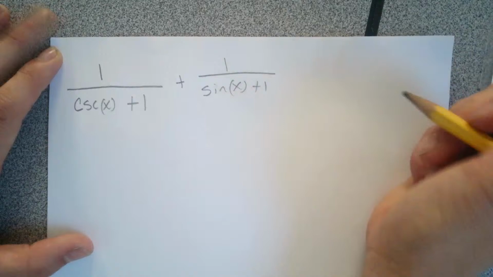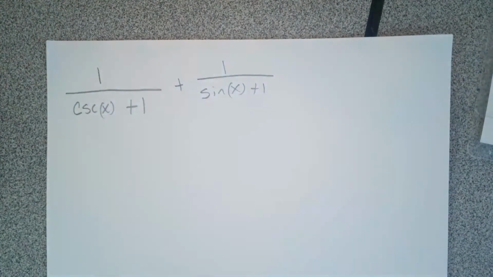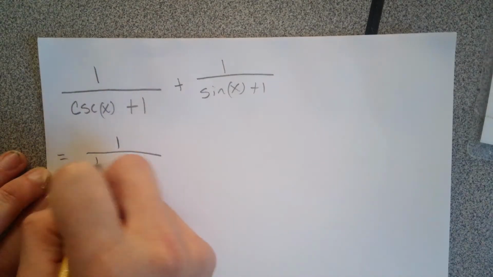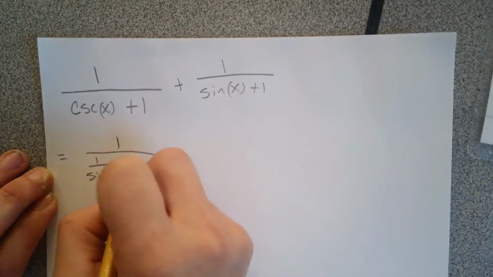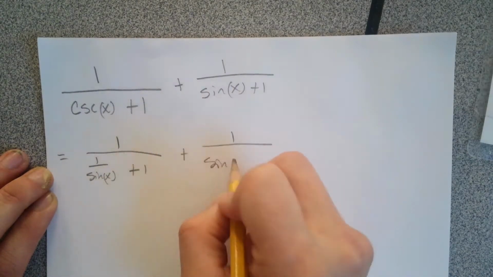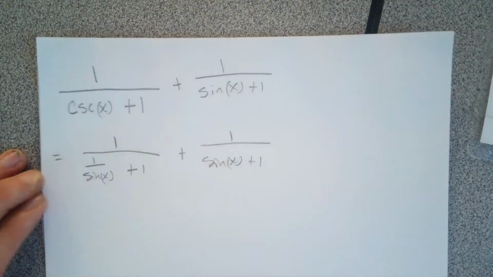Yes, sir. Okay, I know how to do it, but it's one of those where you have to put the steps in, and I'm not doing the steps in. All right, so cosecant is what? 1 over sine. So I know I could do something with that right off the bat, right? So I'm going to go ahead and do that. I'm going to write this as 1 over sine of x plus 1 plus 1 over sine of x plus 1.